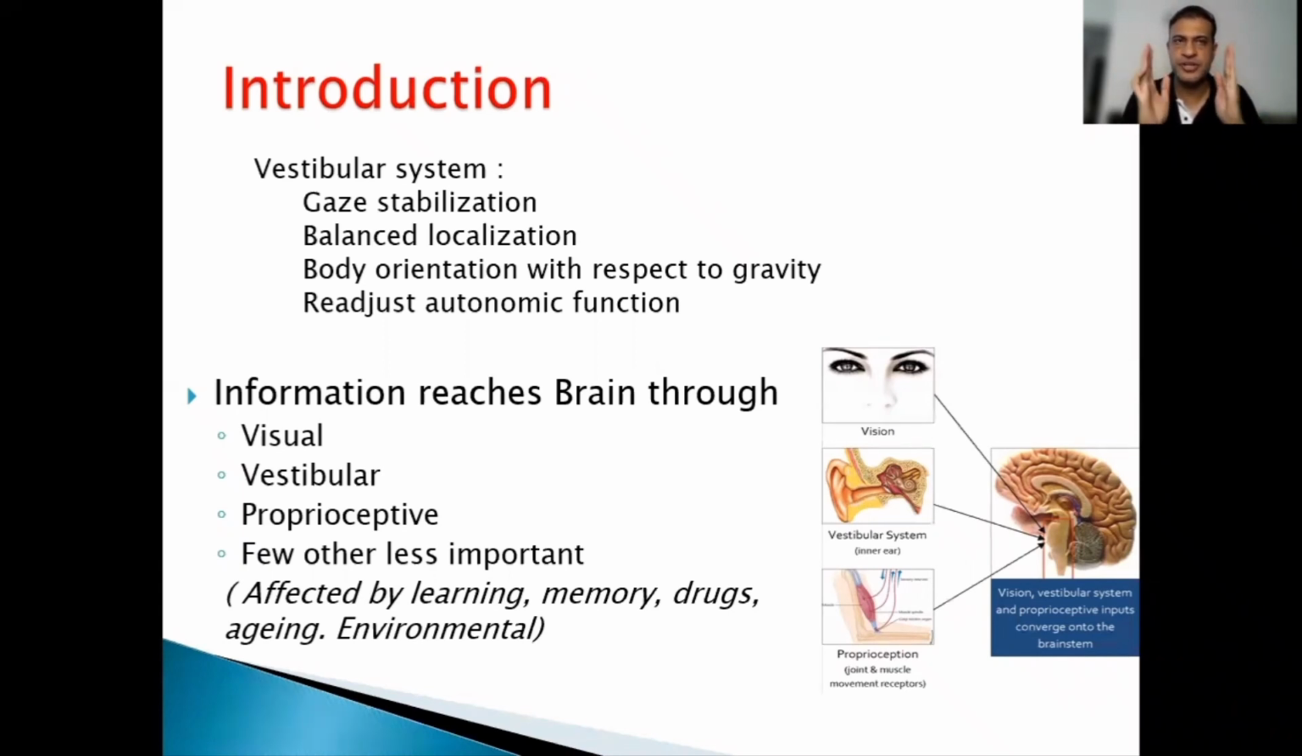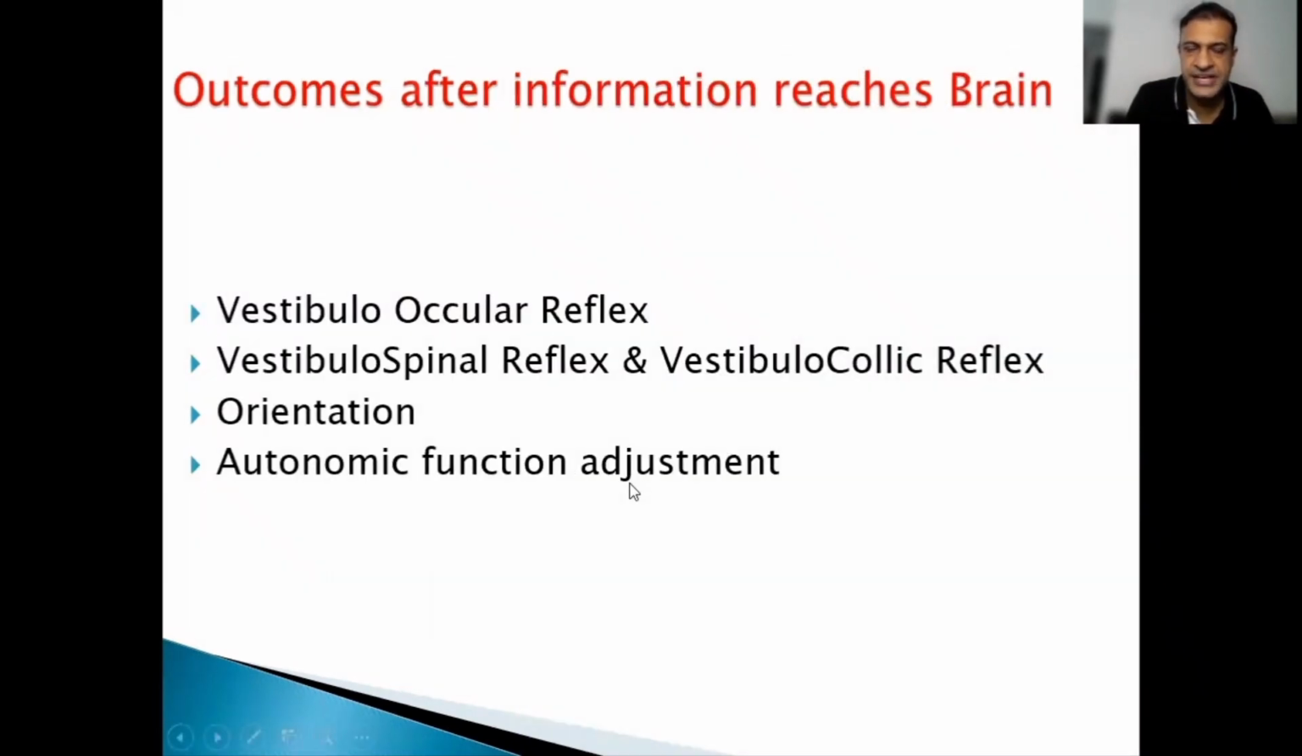balance localization, so when we are walking we should have balanced movement, body orientation with respect to gravity, and readjustment of the autonomic system. And the information reaches the brain mainly by the visual, the vestibular, and the proprioceptive sensation. There are a few other important factors also, like learning, memory, drugs, aging, environment, but mainly these are the three sensations by which the sensation reaches the brain, and then the brain carries out the activity by vestibulo-ocular reflex, vestibulospinal and the vestibulo-collic reflex, the orientation, and autonomic functional adjustment.